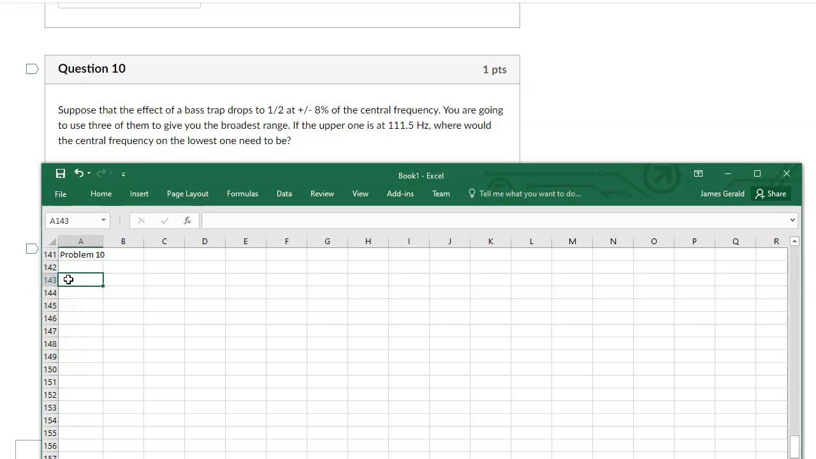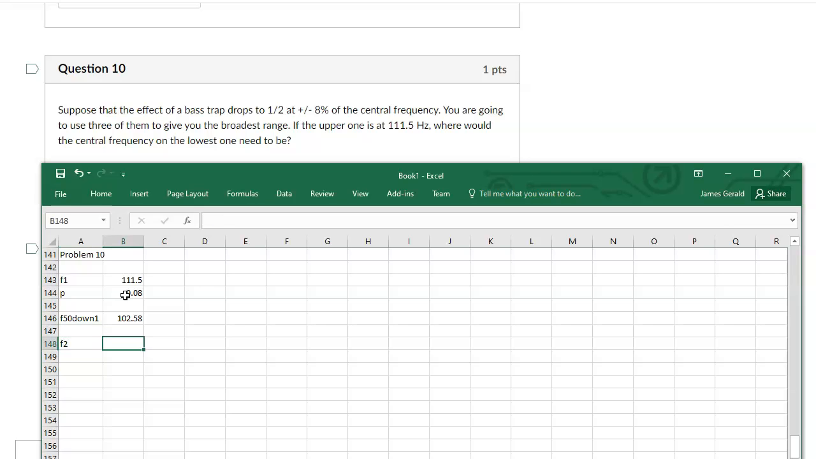So we have our frequency we're going to start with. I'll call that F1, 111.5 hertz. We have our percentage that we want, that's our plus or minus range, 0.08, right? So I'm going to go down 1. So F50 down 1 is just going to be that, right, times 1 minus the percentage that we're going down. So now we know that frequency between the first 2 base traps, right?